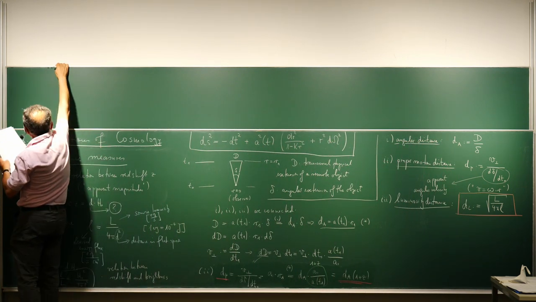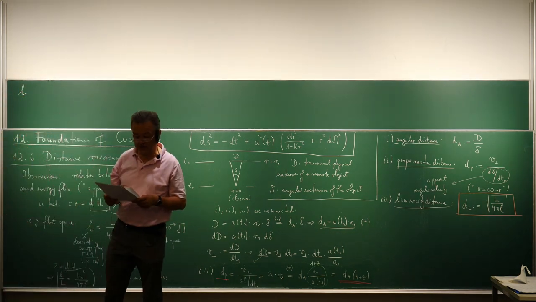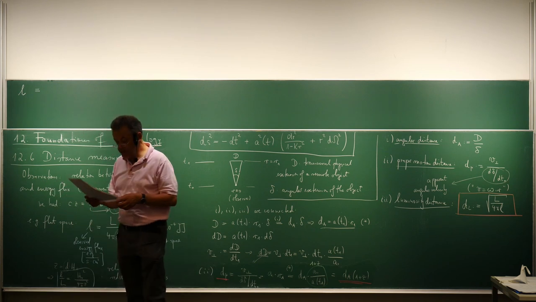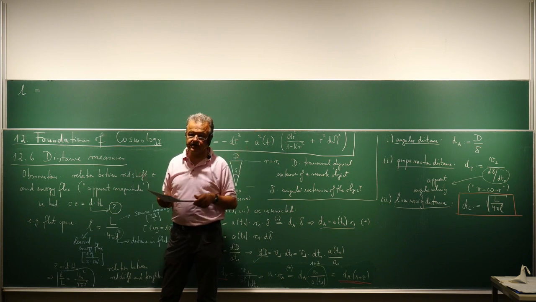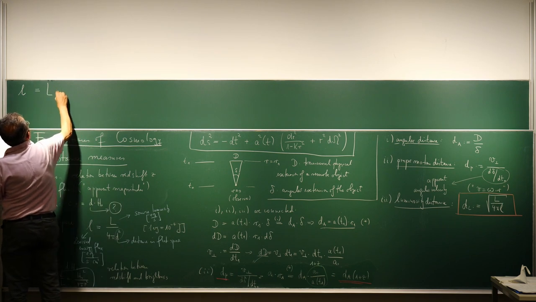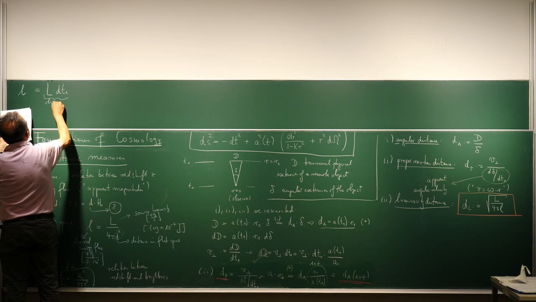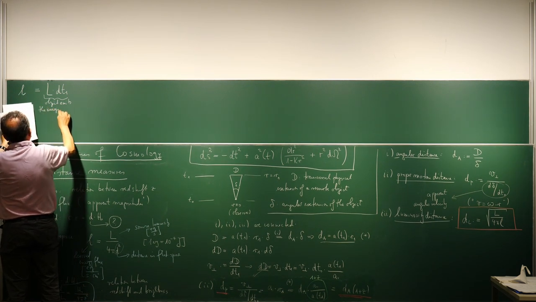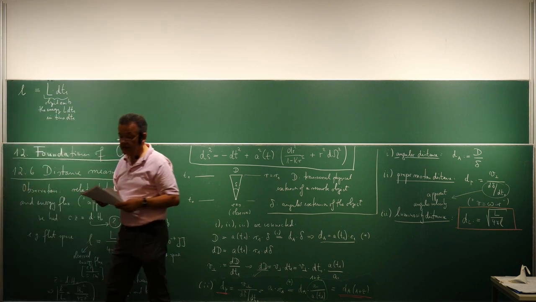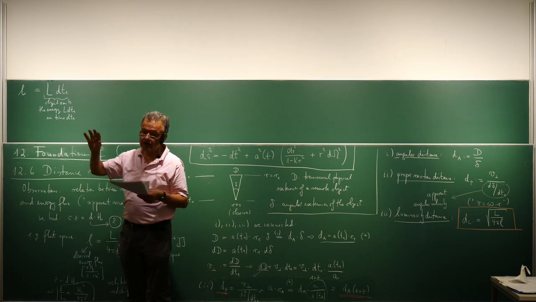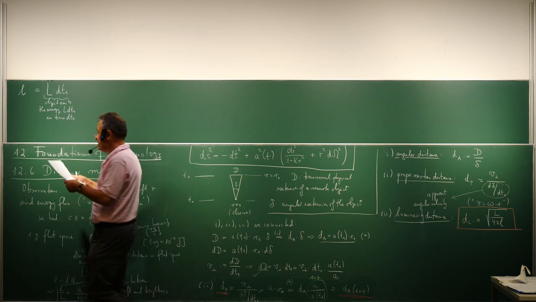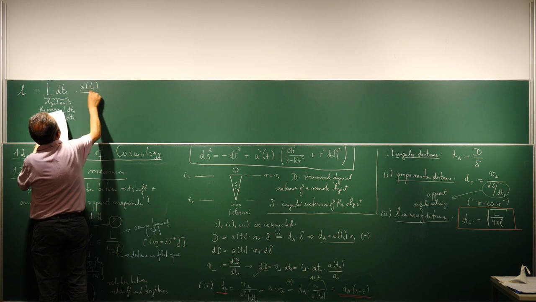Now let us investigate the observed energy flux, small l. How can we relate this to the luminosity? Well, the object emits in the time dt1, which is the earlier time, the energy capital L times dt1. So the object emits the energy L dt1 in time dt1. But this energy is now redshifted by the factor A of t1 over A0, the ratio of the scale factors, because you recall that for radiation we have an additional redshift factor. So we multiply this by A of t1 over A0.